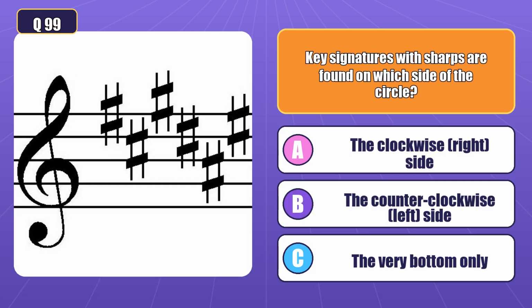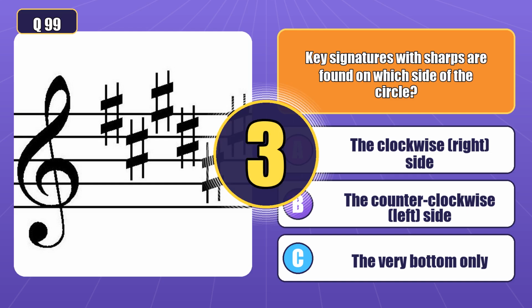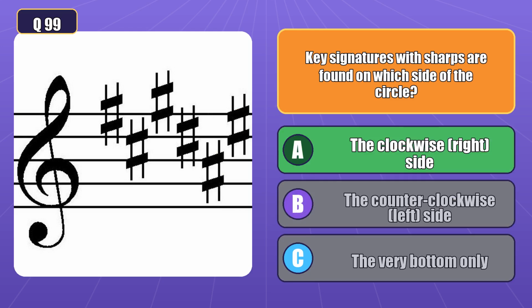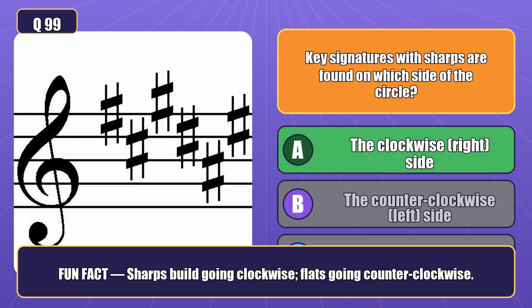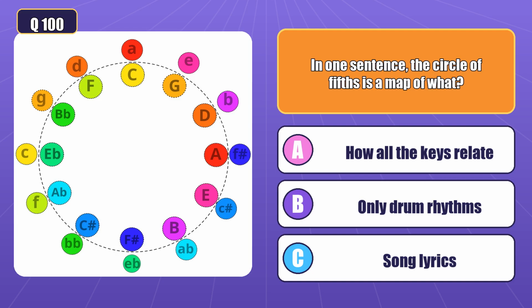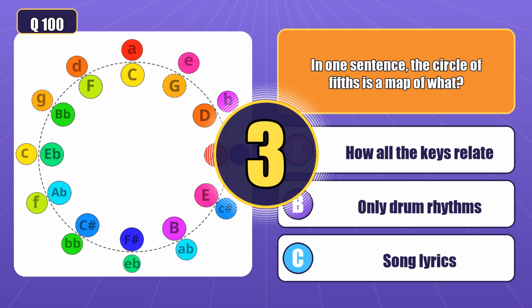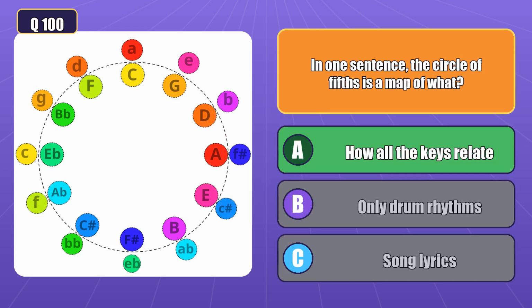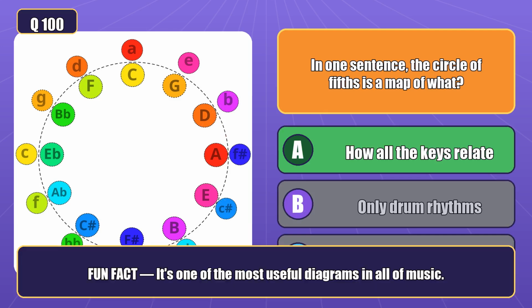Question number 99. Key signatures with sharps are found on which side of the circle? The answer is the clockwise right side. Fun fact, sharps build going clockwise, flats going counterclockwise. Question number 100. In one sentence, the circle of fifths is a map of what? The answer is how all the keys relate. Fun fact, it's one of the most useful diagrams in all of music.